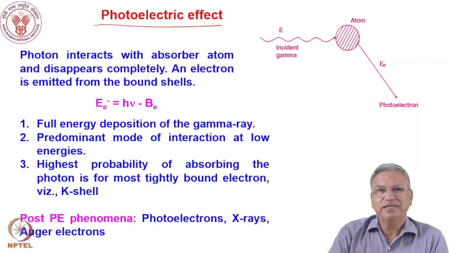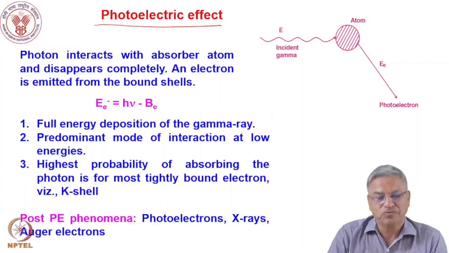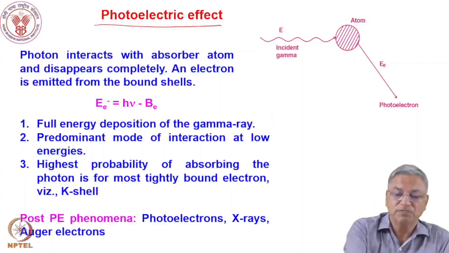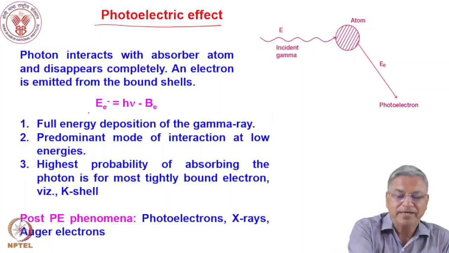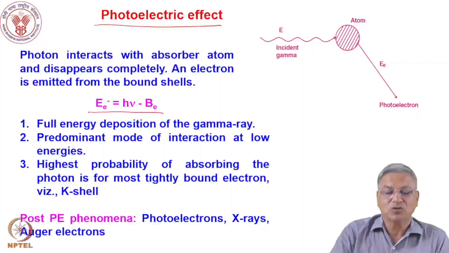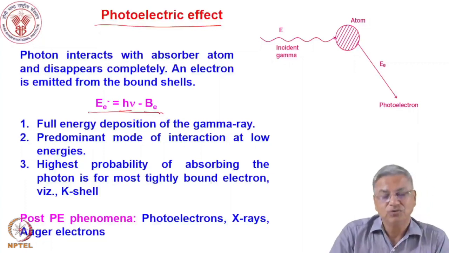And so the atom gets excited, and the excited atom loses its energy by emission of an electron. In the case of the photoelectric effect, the probability is maximum for emission of the most tightly bound electron. That means the K shell electron has the highest probability of emission, provided the energy of the photon is more than the binding energy of that particular electron. So essentially the effect of the photoelectric effect is to release one electron from the atom, and the kinetic energy of that electron will be the initial energy of the photon minus the binding energy of the electron in that shell.